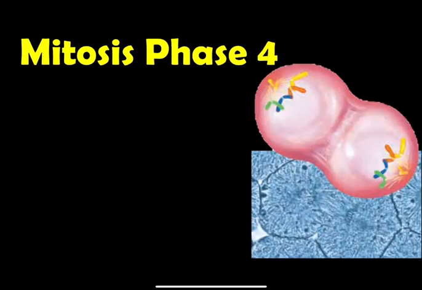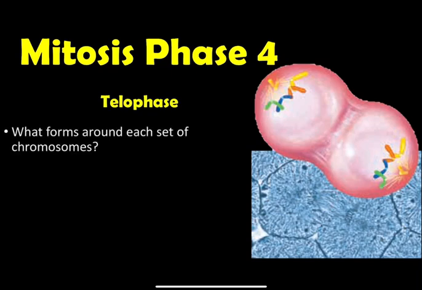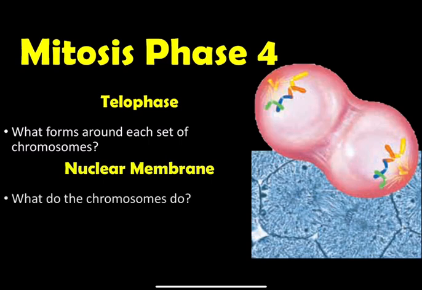Mitosis, phase 4. Phase 4 is telophase. When you see telophase, think of 2, T for 2, okay? You have 2 nuclear membranes forming around each set of chromosomes. Okay, so one nuclear membrane around one set of chromosomes and another nuclear membrane around the other. So that's 2 nuclear membranes. And what do the chromosomes do? They begin to unwind from the rod-like shapes they took previously.